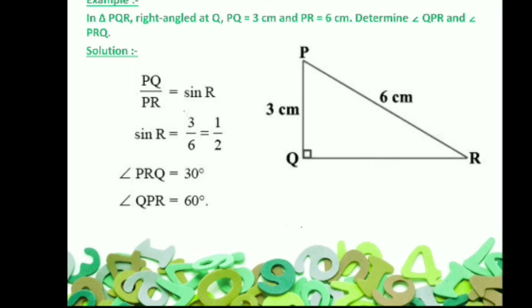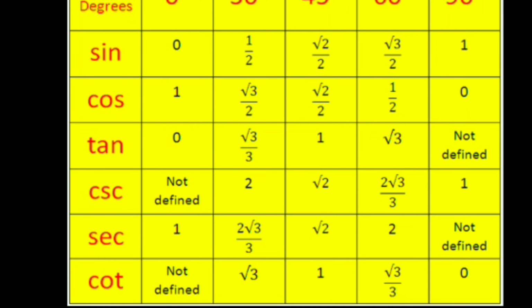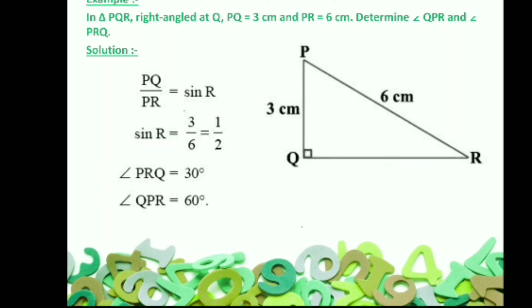Sine R is equal to PQ upon PR. So sine R is equal to 3 upon 6, because PQ is 3 and PR is 6. So it is 1 upon 2. And you know what angle has the value 1 upon 2 in sine? That is 30 degrees. You see the table, sine 30 is 1 upon 2. So in place of 1 upon 2 we can write sine 30. That's why angle PRQ is equal to 30 degrees. And with the 90, by the angle sum property, angle QPR is 60 degrees. So it was the first example.